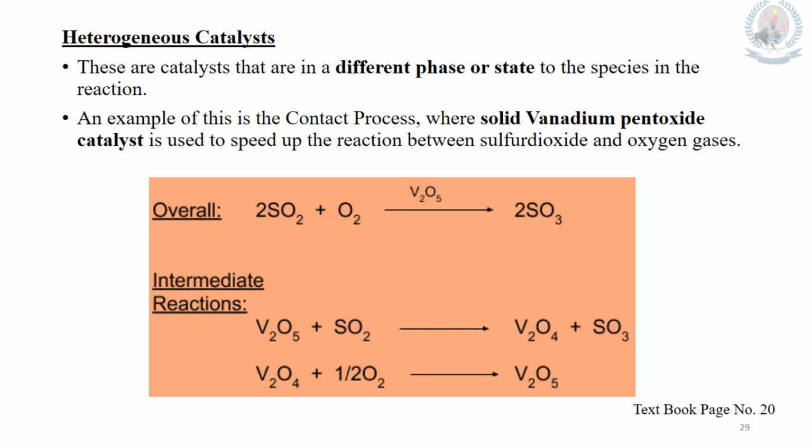In the overall reaction, sulfur dioxide and oxygen react, both in gaseous phase, and form sulfur trioxide. It is also in gaseous phase, but we are using vanadium pentoxide as the catalyst. It is in solid state. So we can say it is a heterogeneous catalyst.